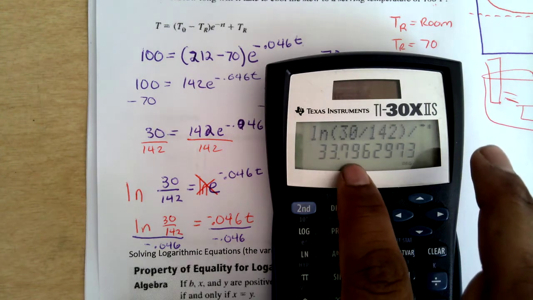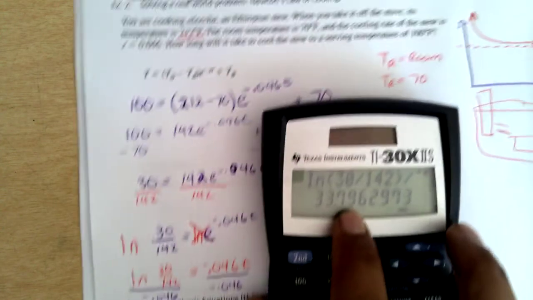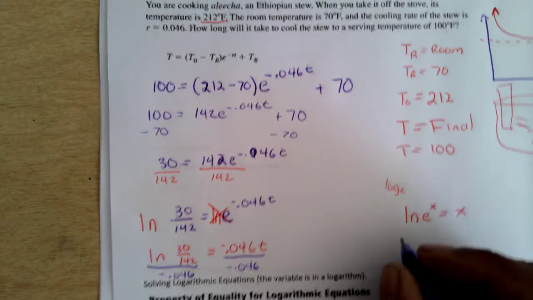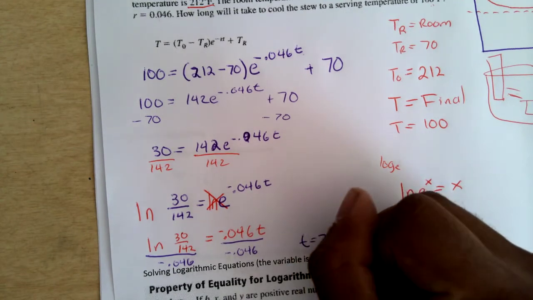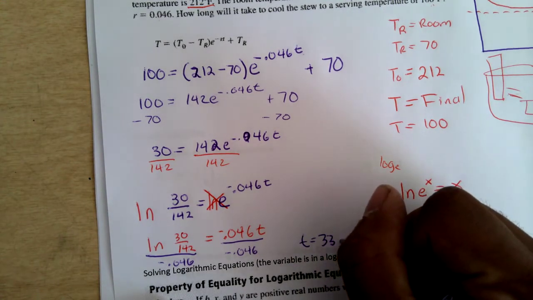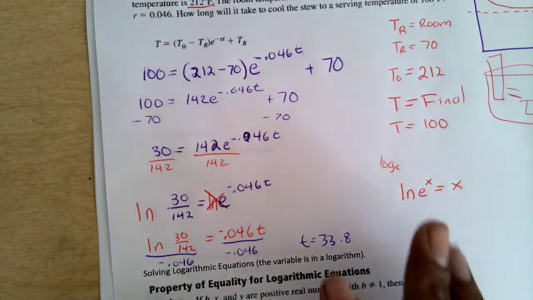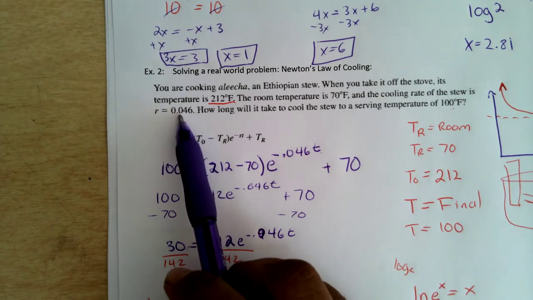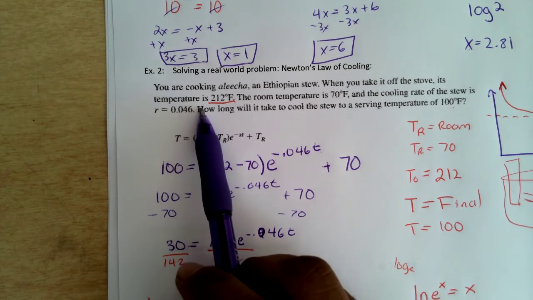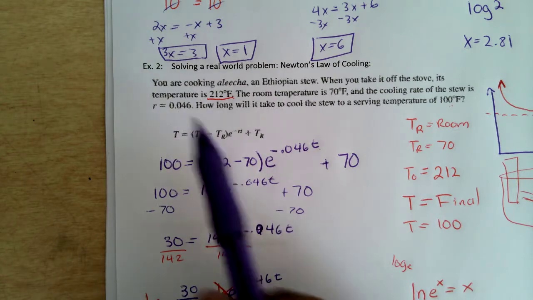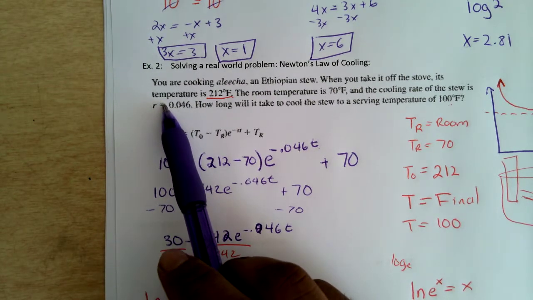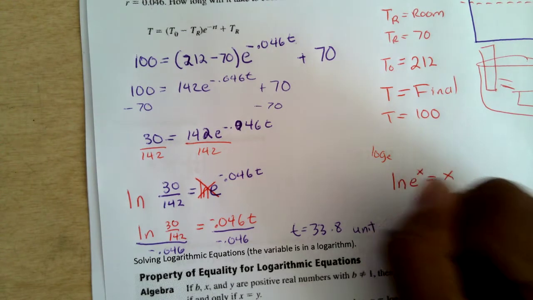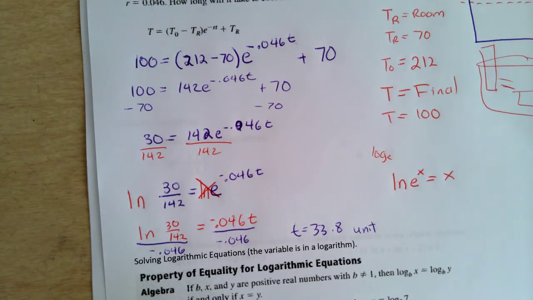So 33 point, let's see, let's call it 0.8. 33.8 seconds. Or is this in minutes? Let's find out. T equals 33.8. So actually, you know what, when I look back at this problem, it did not tell me what the units for this is. So oftentimes, if you're solving for it, whatever units you use to solve for this R, we give it to you. In this case, we don't know the units. Some unit of time, I guess. All right.